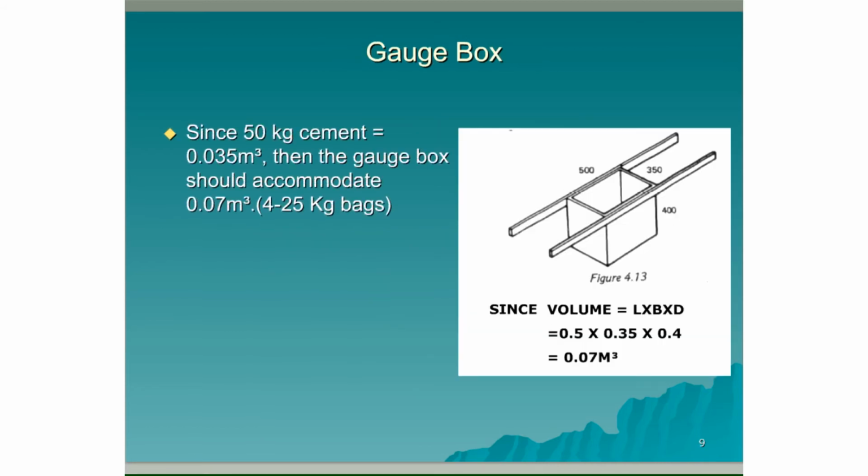Since 50 kilograms of cement is equal to 0.035 cubic meters in volume, then the gauge box should accommodate 0.07 cubic meters, which would be the same as 4 25 kilogram bags of cement. So the volume is calculated by 500 millimeters long by 350 millimeters wide by 400 millimeters deep. This gives us 0.07 cubic meters, which is the size of the box, or the volume of the box.